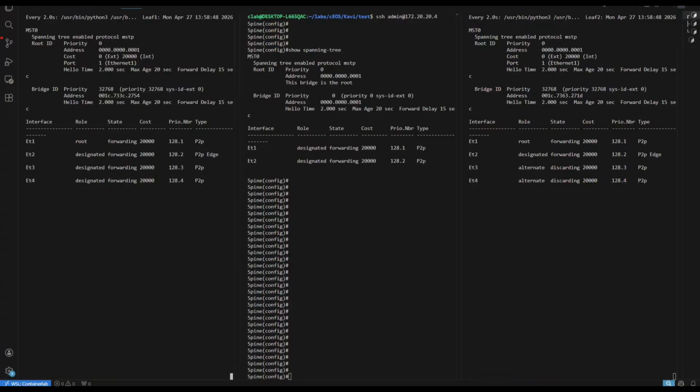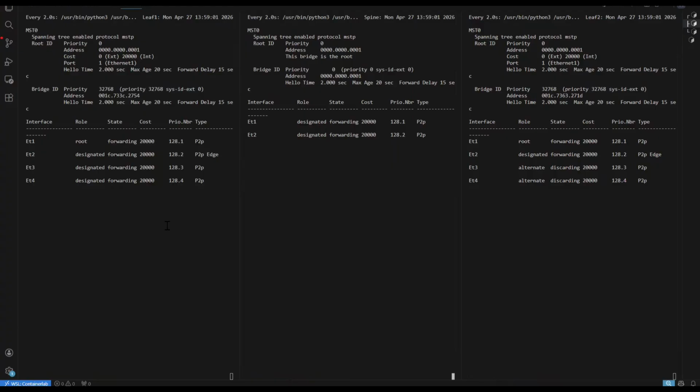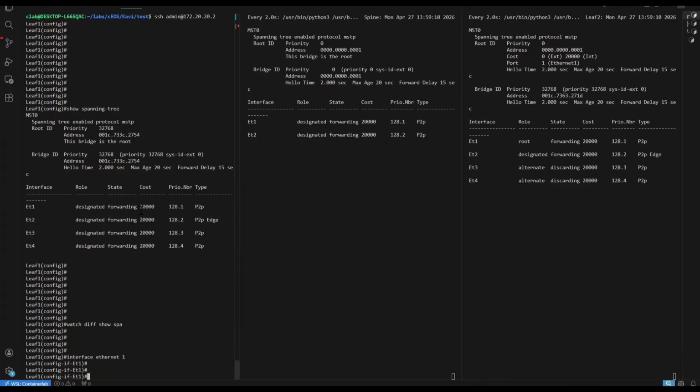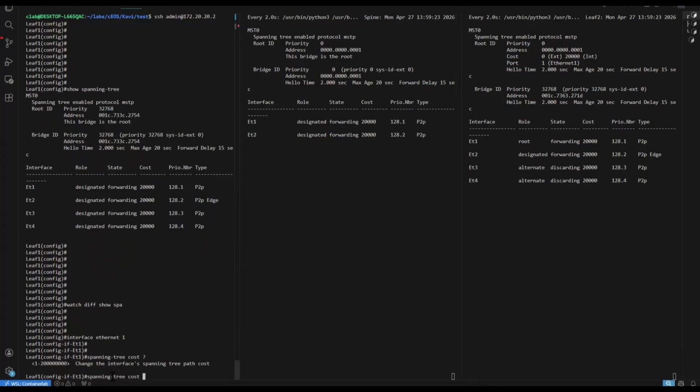Let me go back to the topology. Okay, so let me go to leaf 1, interface Ethernet 1. Right now the cost of Ethernet 1 is 20,000. You can see it here. I'm going to say spanning-tree cost. The lowest cost is 1, and the highest cost is many zeros. Now I'm going to configure, because ET3 and 4 have the cost of 40,000, ET1 I have to configure higher. So I'm going to configure 50,000.